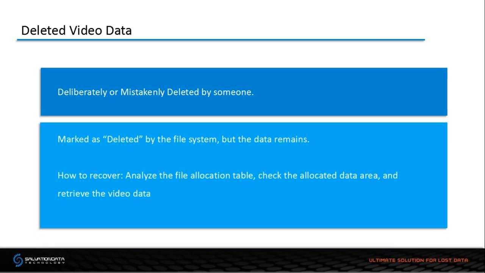The videos that are deliberately or mistakenly deleted by someone are called deleted video data. In a file system level, deleted video data is actually very similar to normal video data. It is just marked as deleted by the file system. And the real data is still there until new video files overwrite it. And we can extract such video data by analyzing the file allocation table, check the allocated data area, and retrieve the video data.